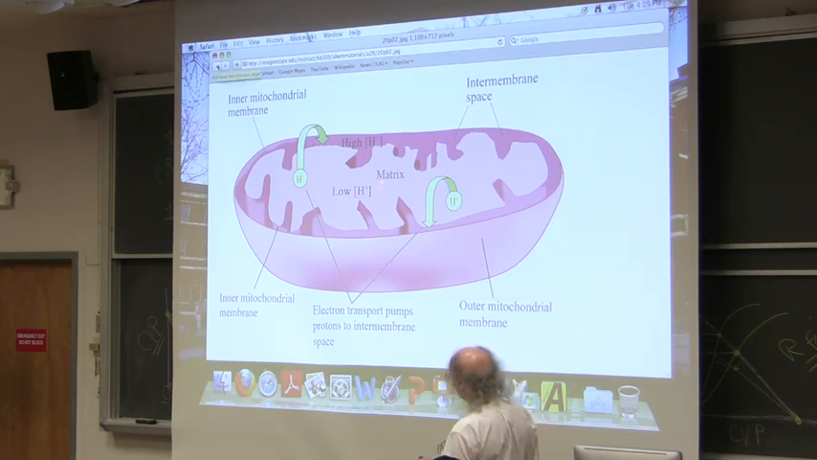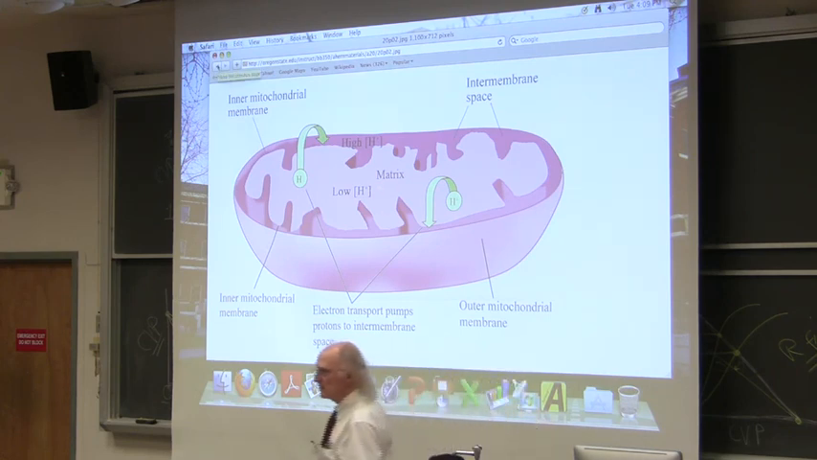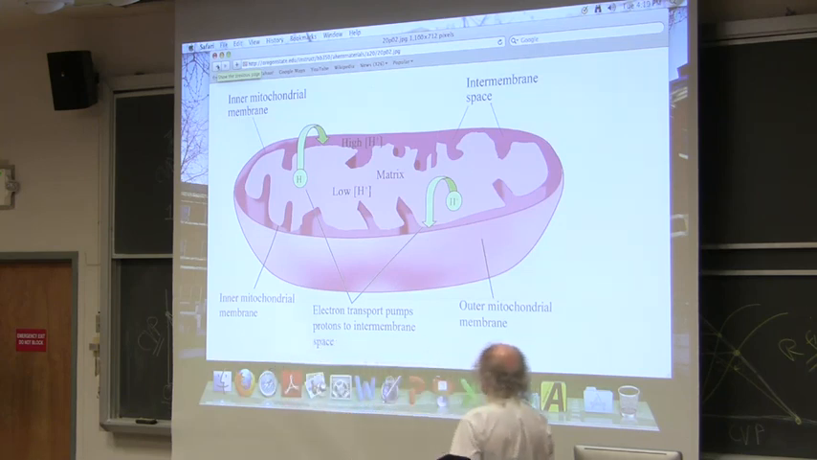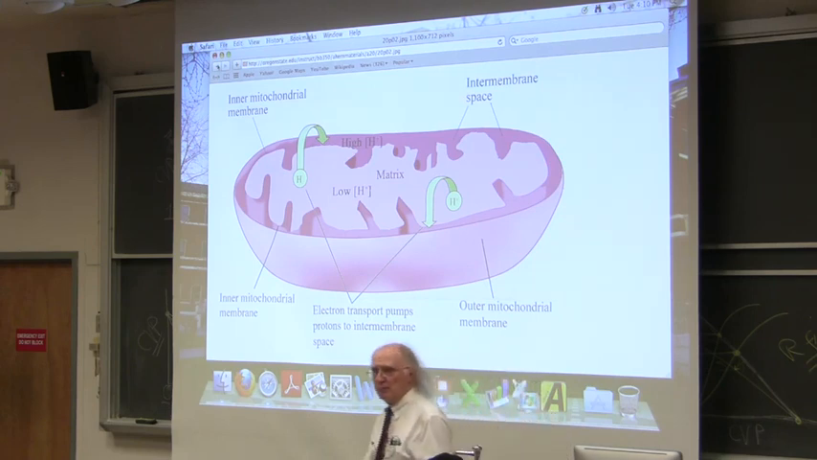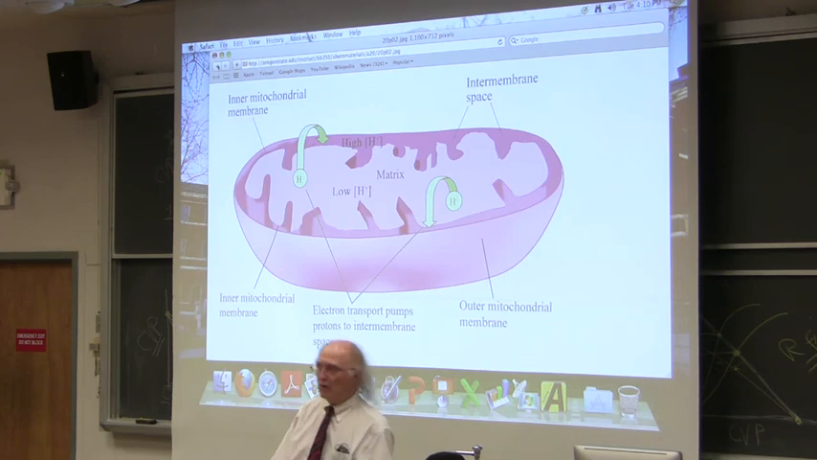There's the matrix. That's what I described as the sort of cytoplasm of the mitochondrion. That's the sort of soup of everything. And then there's the outer membrane, and finally there's the intermembrane space, the space between the inner and the outer membrane. Okay? The inner membrane has a very important property, and it's essential for electron transport.